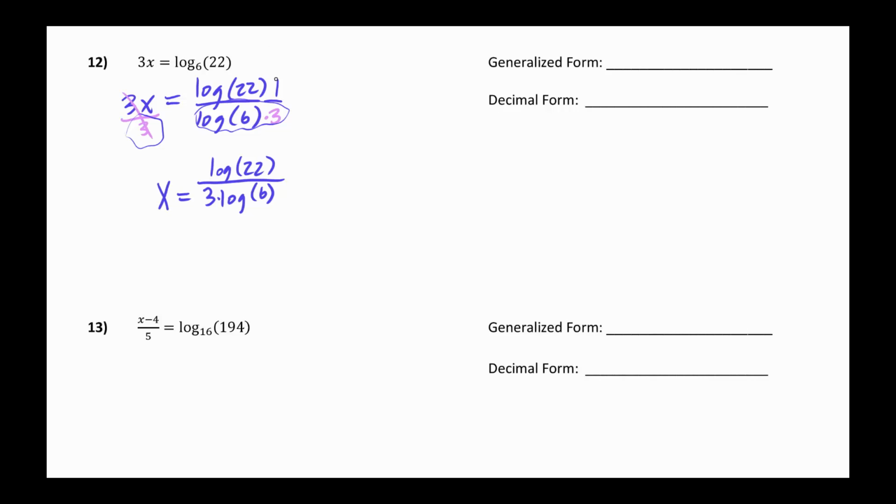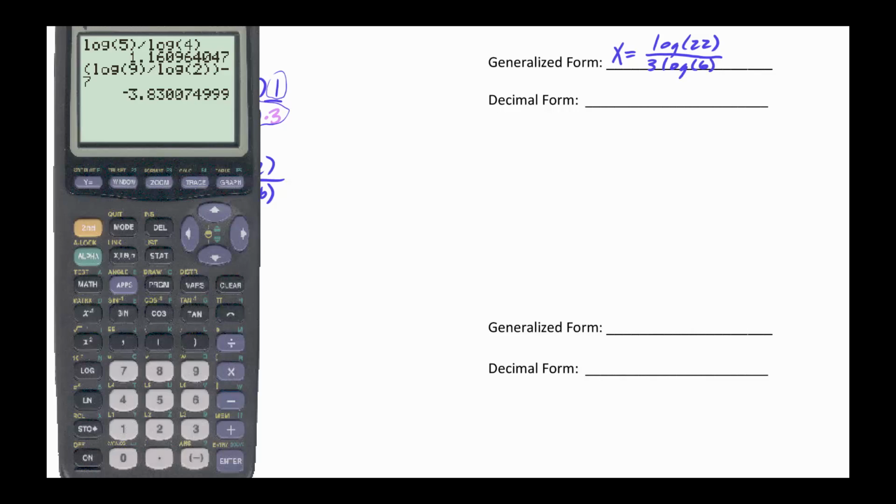Well, you say, what happens to the 1? Well, what is 1 times anything? 1 times log of 22 is just log of 22. So this is actually my generalized form. X equals log of 22 over 3 log of 6. Could you, if you really wanted to, leave it as log of 22 over log of 6 and then say divide by 3? Sure, that's fine. Sometimes that's nice, but I think if you can stick the 3 on the bottom where dividing goes, it looks a lot better. So let's go ahead and figure out what that is as a decimal.